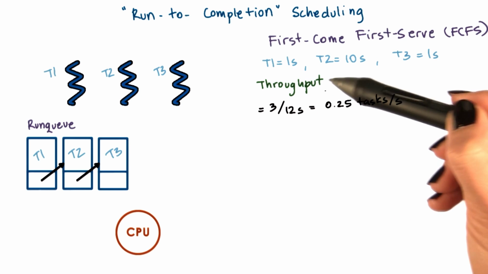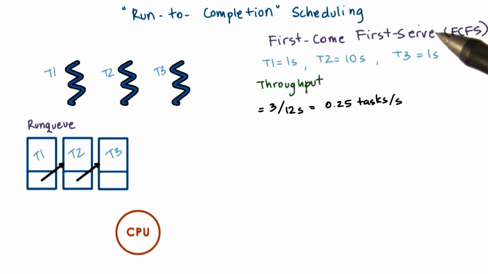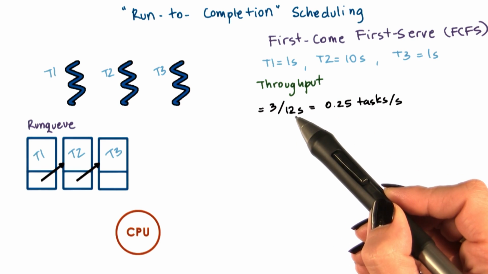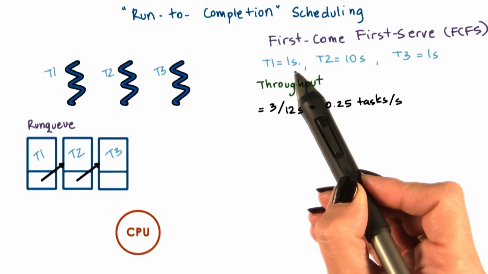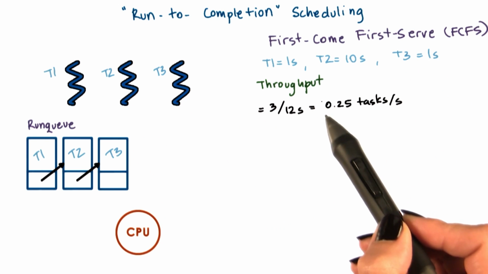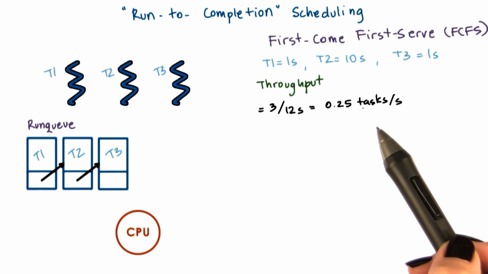Now, let's look at throughput as a metric for this kind of system that uses the first come, first serve scheduler. We have three tasks. To execute them one after another, we will take a total of 12 seconds, 1 plus 10 plus 1. So the scheduler on average achieves a quarter of a task per second, so 0.25 tasks per second.